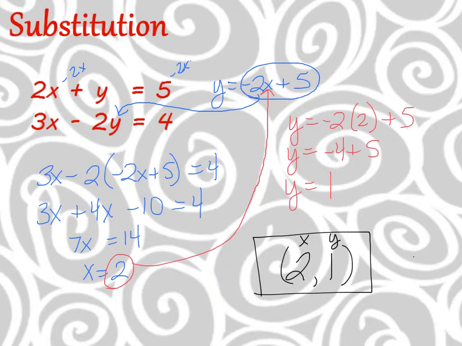If I put 2 in for x right here, then I'd have 2 times 2, and that would be 4, plus, and then for the y, I'm going to plug in the 1 that I got, and I have 4 plus 1 equals 5. Yeah, that works. Very good. Let's try it on the bottom equation. If I plug 2 in for x, I'd have 3 times 2, which is 6, minus, plug 1 in for the y, is 2. Hey, yeah, that does equal 4. So that's the other thing, that makes both of those equations true.